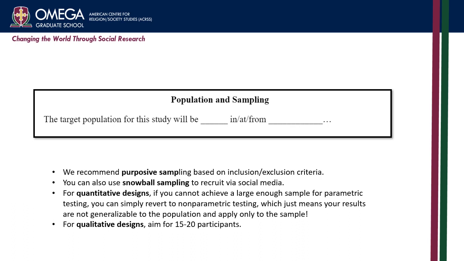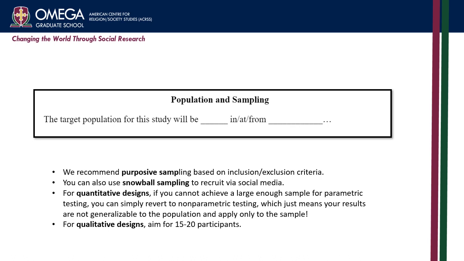And parametric simply means that your results can apply to the whole population. If you can't recruit enough participants, that's okay. You can simply revert to non-parametric procedures, and for every parametric procedure in statistics, there is a non-parametric equivalent. And that simply means that your study only applies to the sample and not to the population. And that's okay for a dissertation.